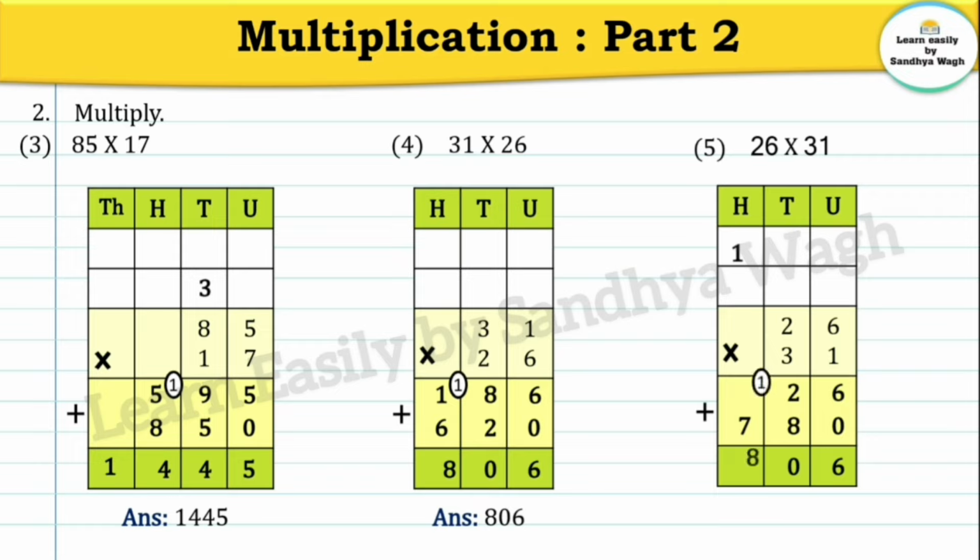Question 3. Solve the problems given below. Find out the total cost of 3 shirts costing rupees 495 each. Given number of shirts 3, cost of a shirt 495.